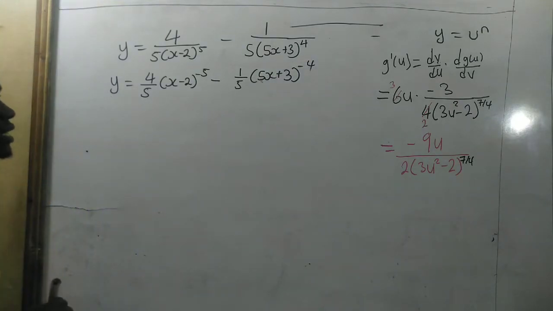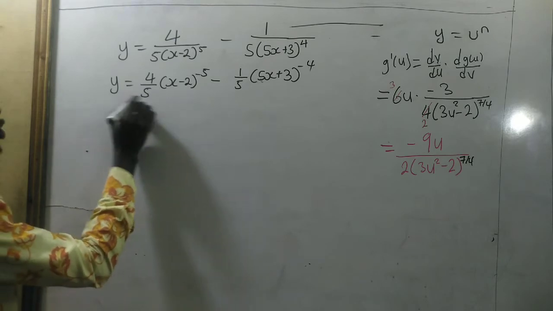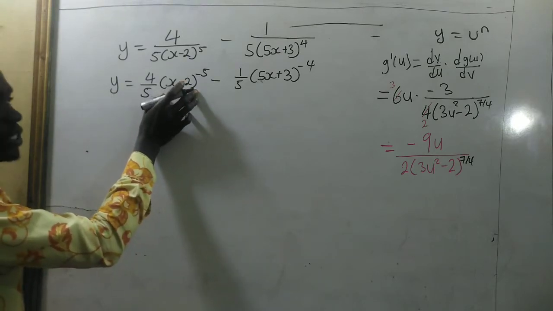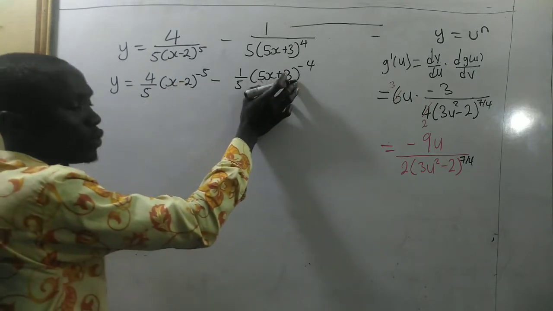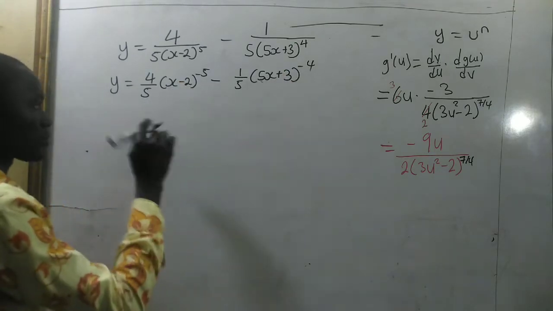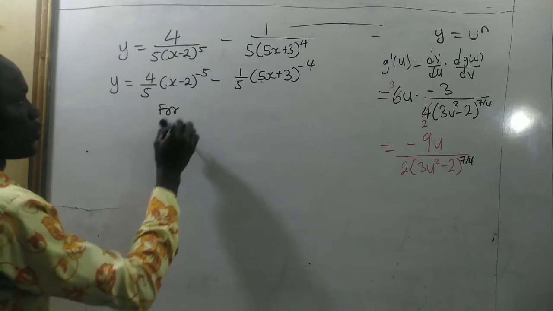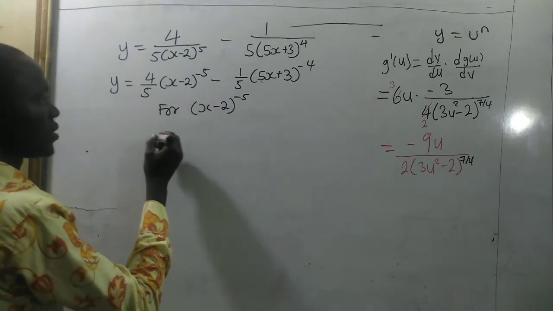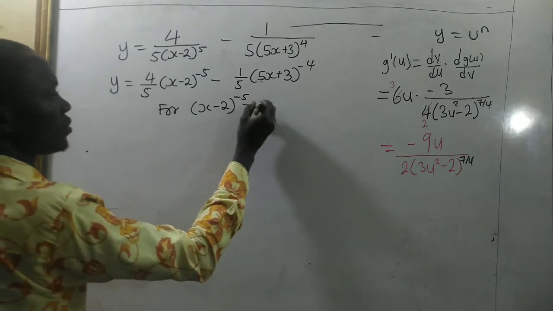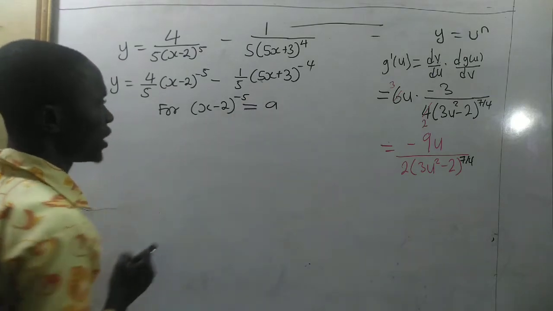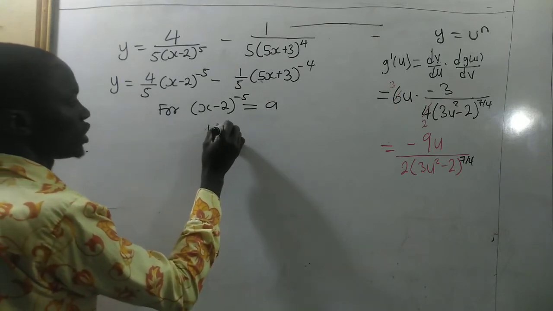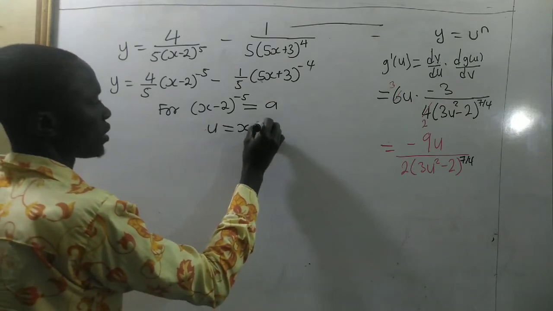Very simple as that. So here, before we do dy dx, we have to take this one and use the chain rule to differentiate. And then we take this one to use the chain rule to differentiate. So let's break it. So for x minus 2 to the power minus 5, let us say that this is equal to a, and that the inner function is equal to u, that is u equal to x minus 2.